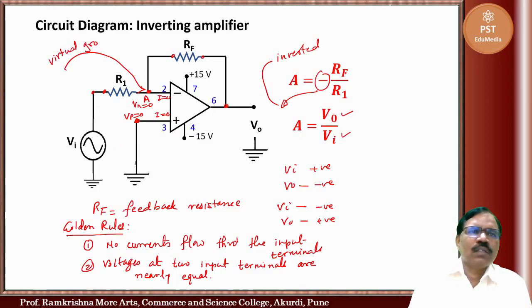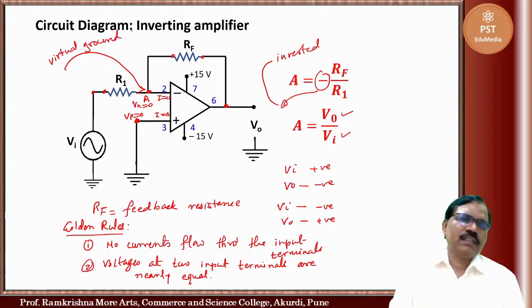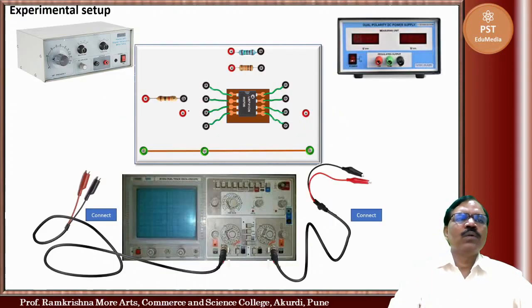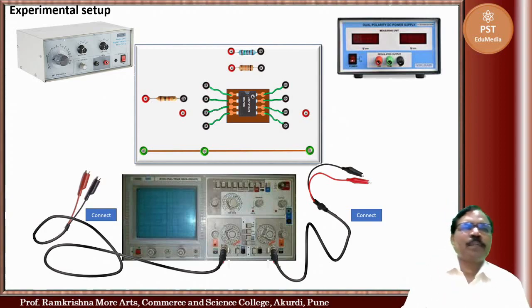Virtual ground. It is not actually connected to ground, but it is at 0 potential. That's why it is called virtual ground. So this is about the inverting operational amplifier, and here we are using 741. Now we will go to the experimental setup.